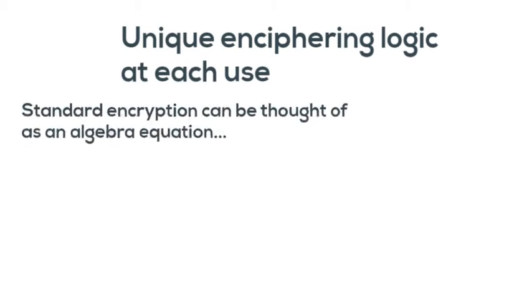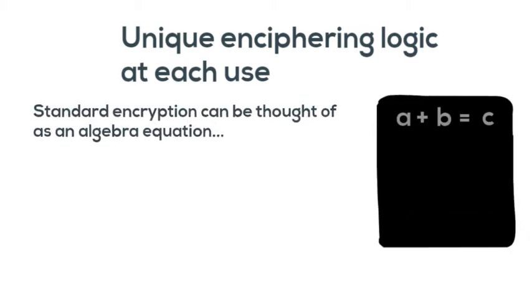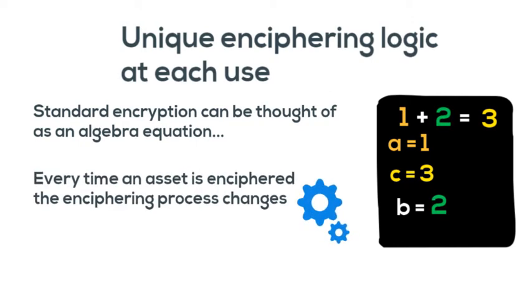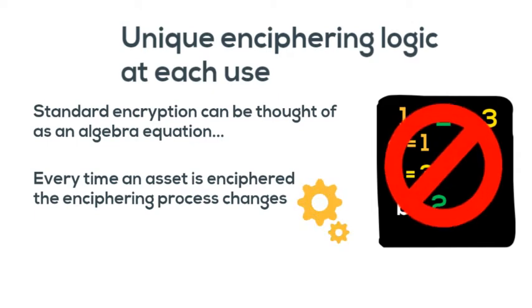Unique enciphering logic at each use. Let's first talk about standard encryption by looking at it as a simple algebraic equation with three variables. We're provided multiple examples of any two of the variables, such as if we know what the decrypted files look like, and we also know what the resulting encrypted files consistently look like, we can figure out the encryption algorithm. With AMULET technology, every time an asset is enciphered, the resulting file is different, not only in content, but in size, making our algebraic equation example a futile effort.